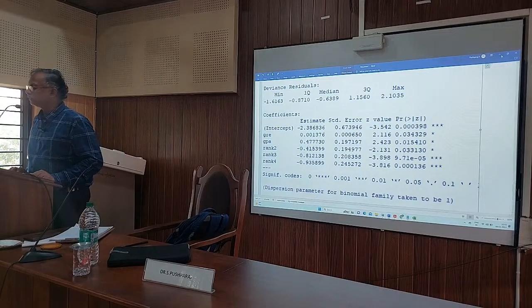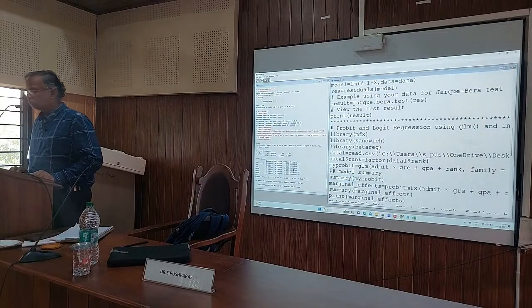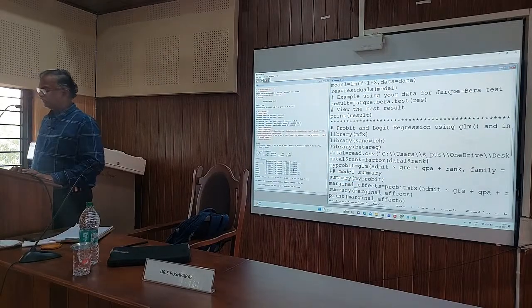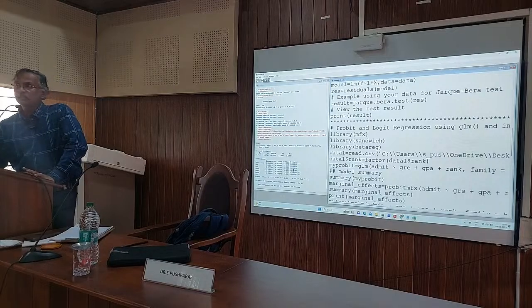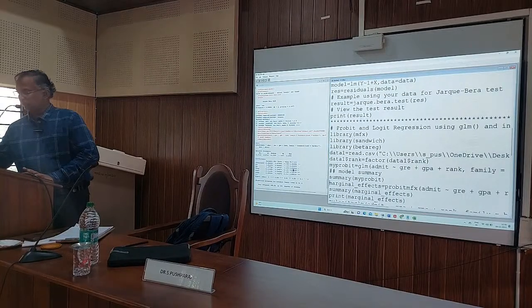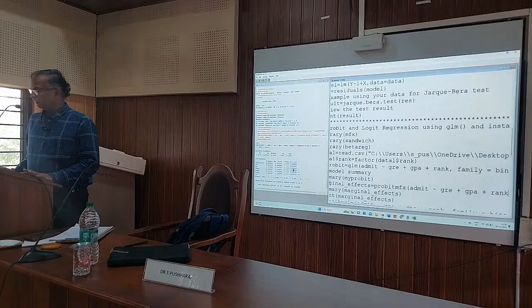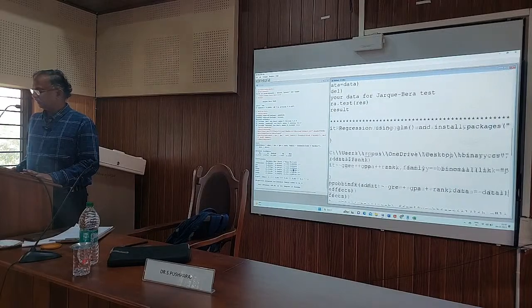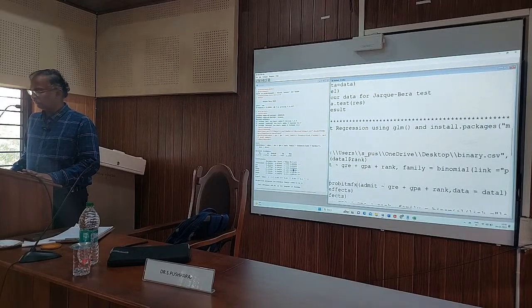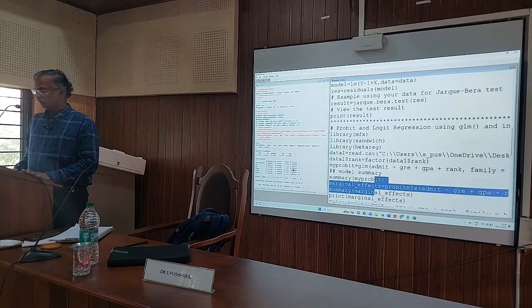So now let's see how we do that. Marginal effects we can estimate with the mfx package, with a function named probitmfx. This is the function, and with this function we can calculate the marginal effects. This function is available in the mfx package. This is the detail I'm giving, this is the argument I'm passing. So I'm going to run this one.